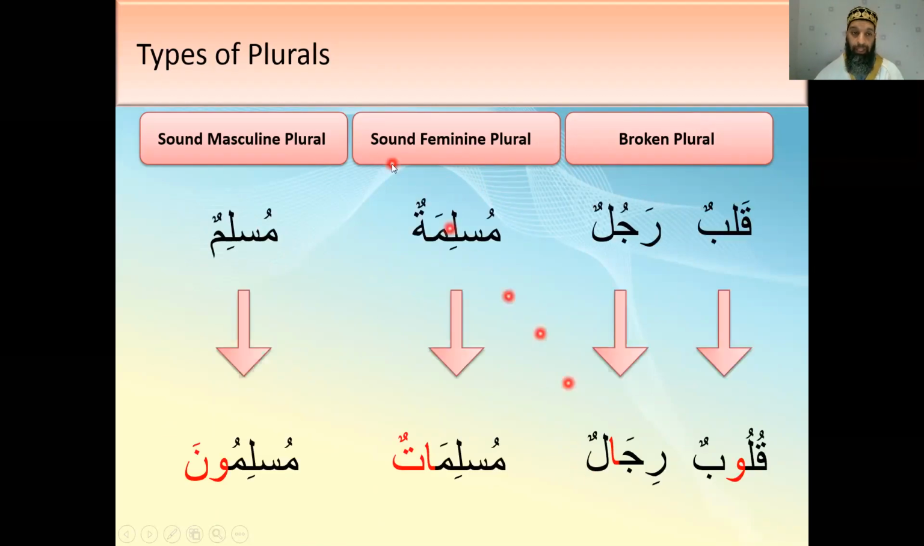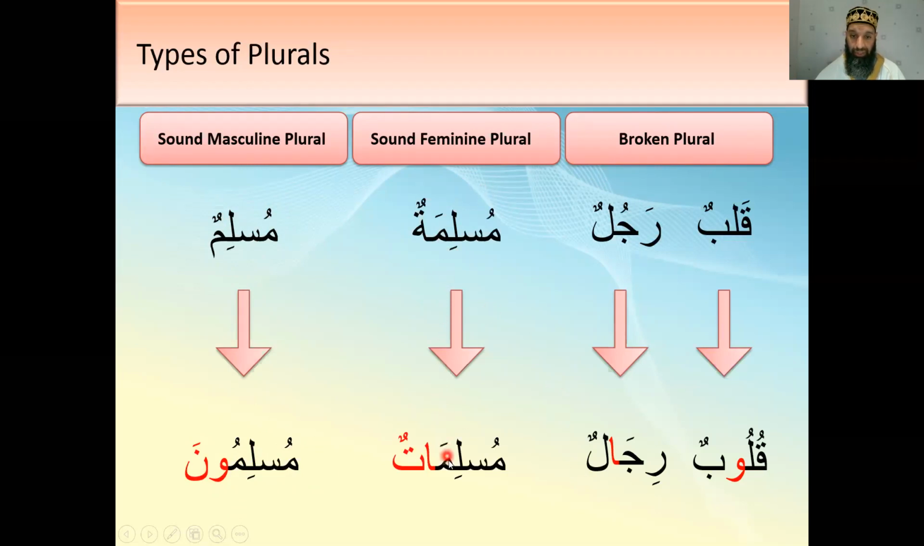What's going on? So the reason why this one is called masculine is because it's a masculine word. Same with this one, feminine. Feminine word. Right? Damma and wow makes it feminine. Why is it called sound and why is this one called broken? So sound is mentioned because look at the plural. The original word is still intact. It's still sound. Sound meaning intact and whole, right? You just got some ending added to it. So this is sound masculine plural.